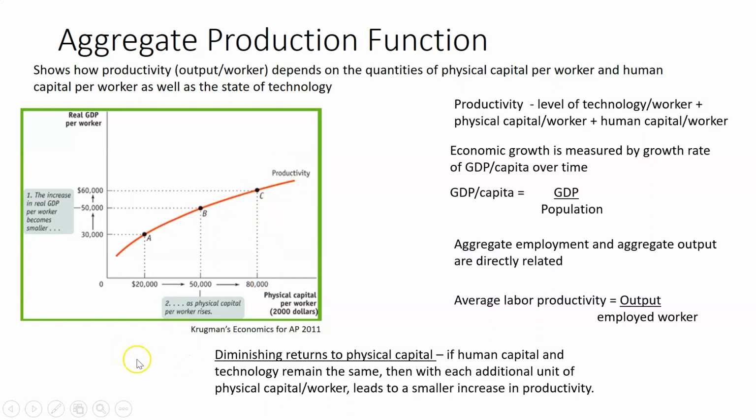For those that have taken micro, that brings us to this concept of the diminishing returns to physical capital. If human capital and technology remain the same, then with each additional unit of physical capital per worker, it leads to smaller and smaller increases in productivity. And so if you don't have that technology or the increase in education to bump up the productivity of the capital that's being used, you're going to see diminishing returns.